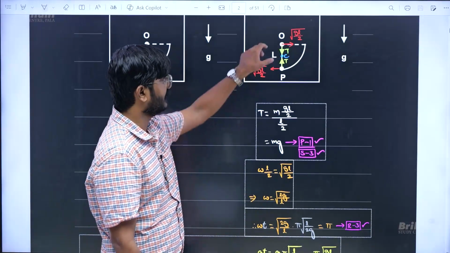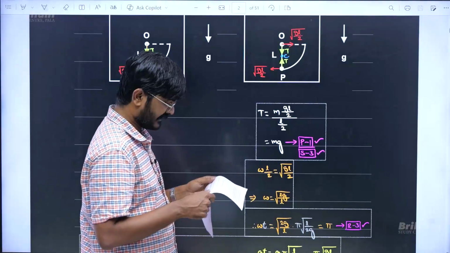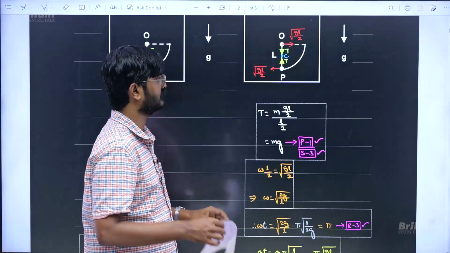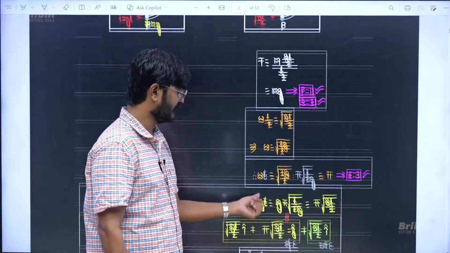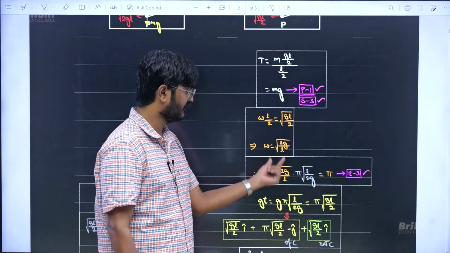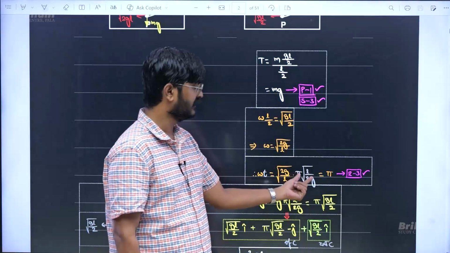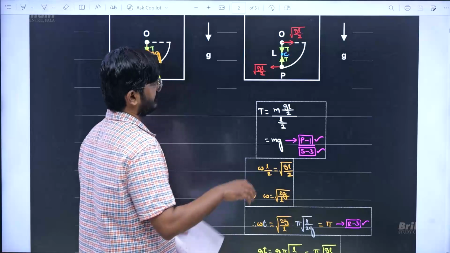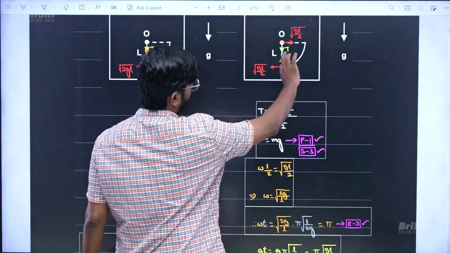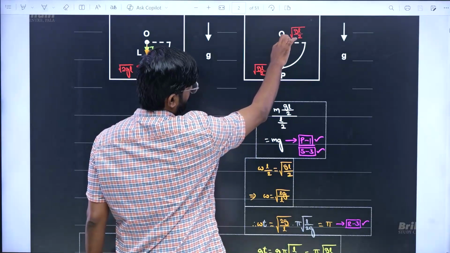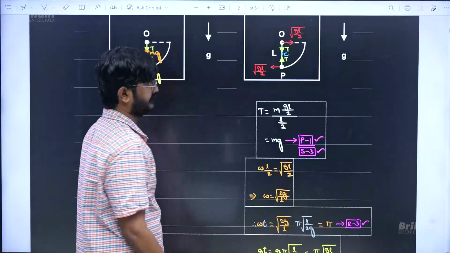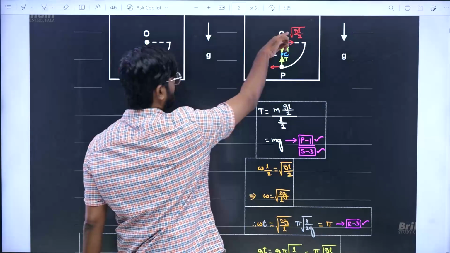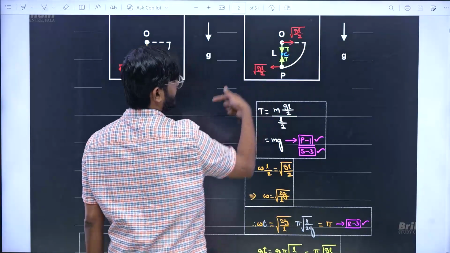Once you get the omega value, after time t, how much is the angle rotated? There is no angular acceleration. So theta will be omega into t. Omega value we figured out, t they have given in the question. When you calculate, it turns out to be pi. The meaning is about center of mass, this point would have rotated by pi angle and this O would have rotated by angle pi. So this O would have been having a velocity root gL by 2 in this direction.